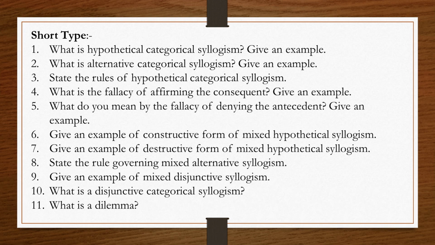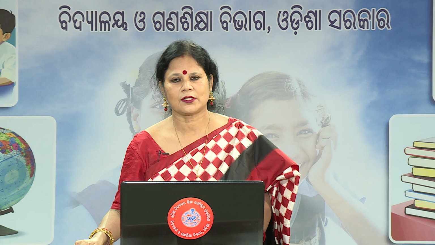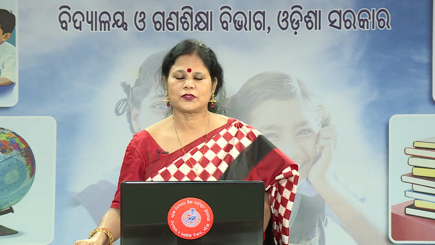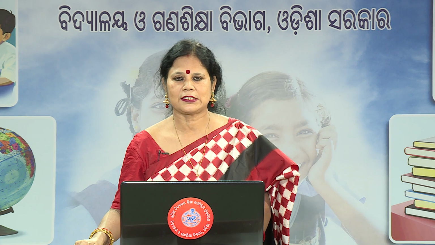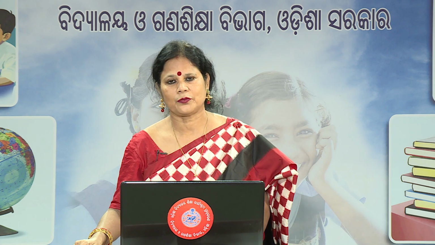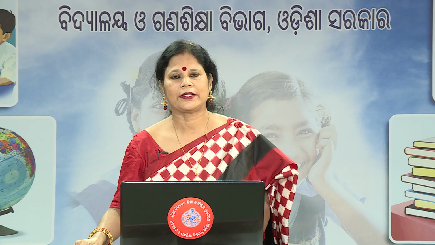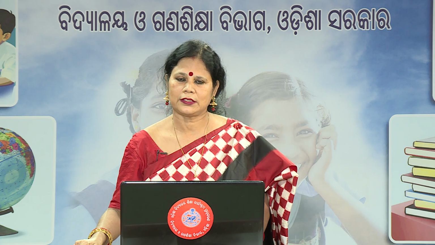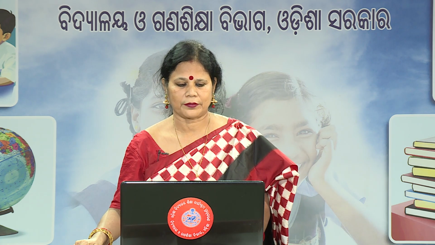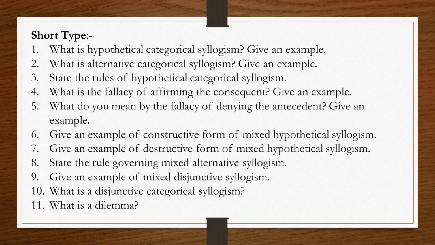Then state the rules of the hypothetical categorical syllogism. Hypothetical categorical syllogism has two rules. The first rule is: by affirming the antecedent, we affirm the consequent. This is constructive. And by denying the consequent we deny the antecedent; this is destructive. Then what is the fallacy of affirming the consequent? When we violate the rule, rule 1, then we get the fallacy of affirming the consequent.